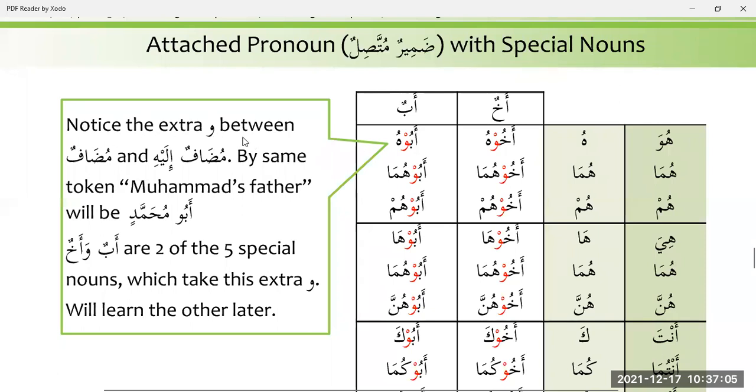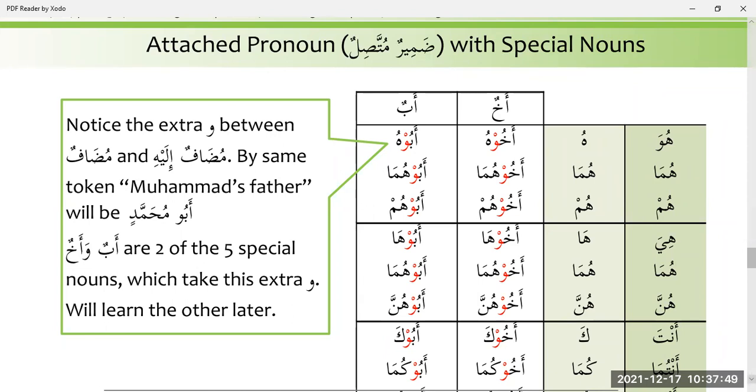Notice that the extra vowel is between the mudaf and mudaf ilayh. By the same token, Muhammad's father will be Abu Muhammad. Even if there is no pronoun, if there is a noun, when it is mudaf and mudaf ilayh, we will use the extra vowel: Abu. Abun and akhun are two of the 5 special nouns which take this extra vowel. The rest we will learn in the next book, book 2.